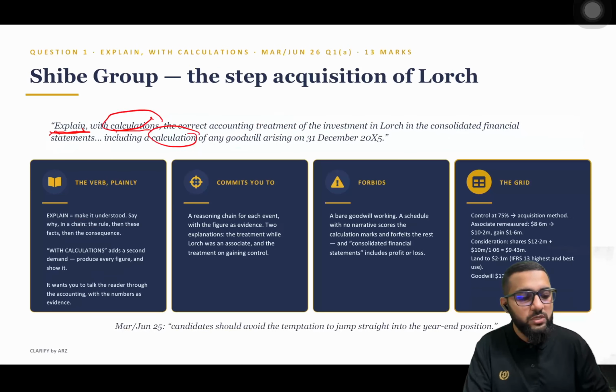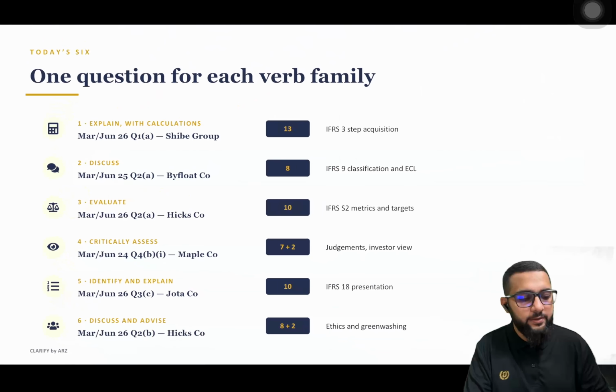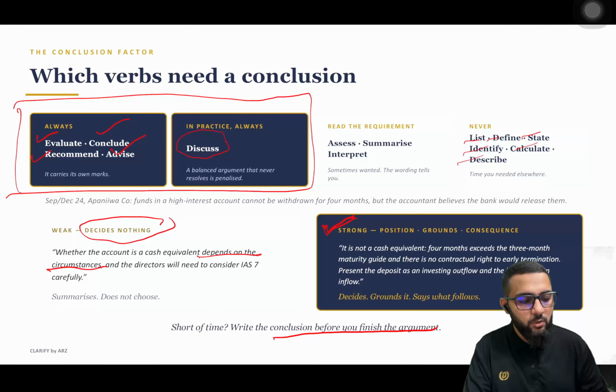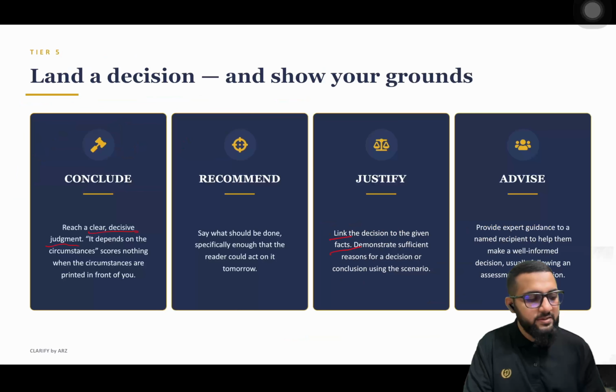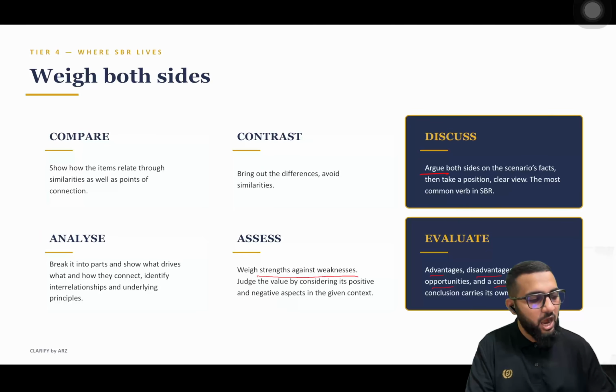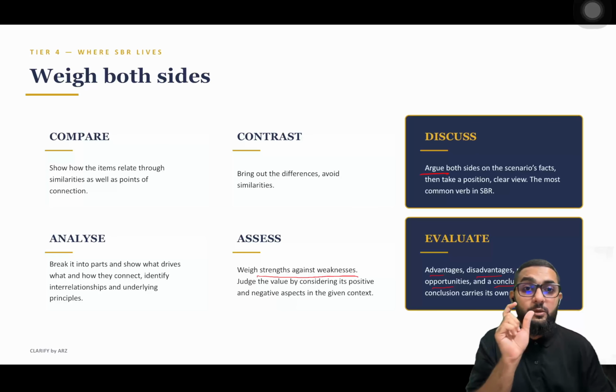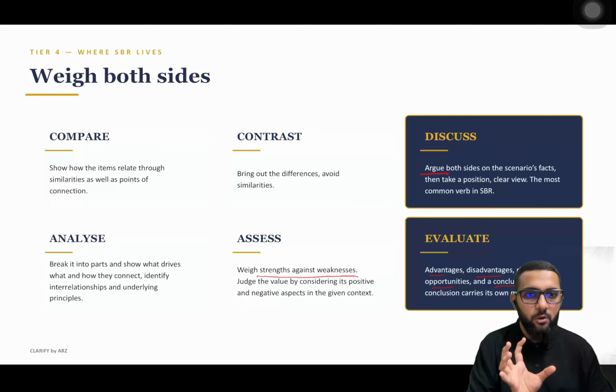Now let's go back to the verb ladder. So discuss, you see, it does not always require a conclusion, but you have to look at the balancing of the argument and you have to take a stand. So you go back, land a decision. So these are the key verbs. Discuss, argue both sides on the scenario's facts when it talks about whether, but if it's just discuss, focus on what it wants you to discuss. So take a position and a clear view there.